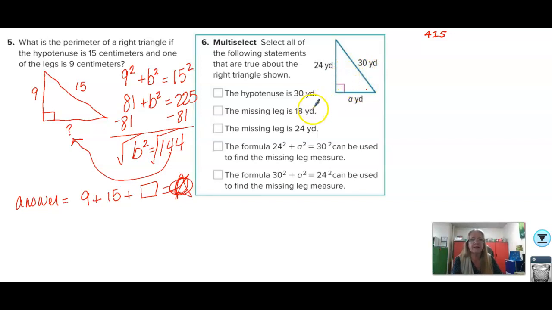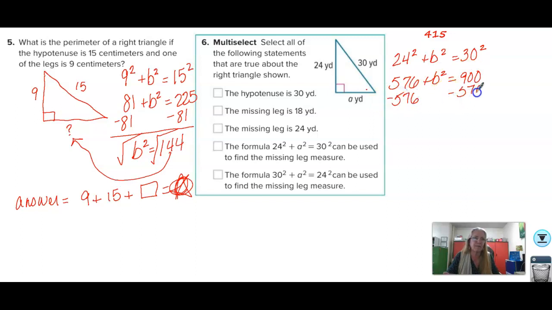The missing leg is 18 yards. Well, we'll have to find the missing leg. So we know we're missing that leg, so we've got 24 squared plus b squared equals 30 squared. Oh, gonna need the calculator back. 24 squared. Okay, it's 576 plus b squared equals 900. Subtracting 576 from both sides gives us b squared is equal to 324.